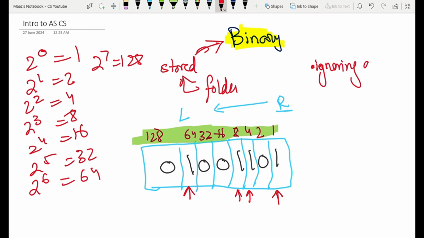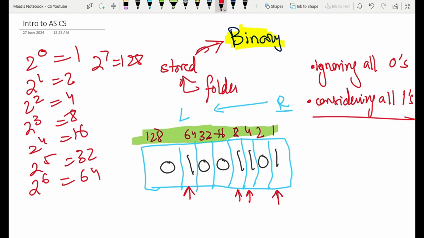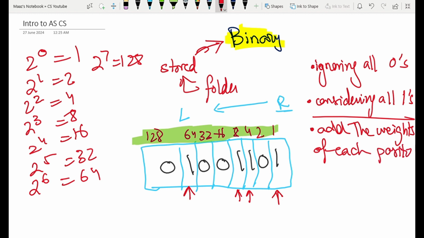all the zeros and considering all the ones. It's really important. And once you look at these ones, we're going to add up the weightages, the weights of each position where we have a 1.